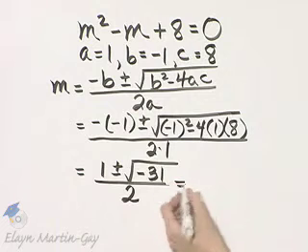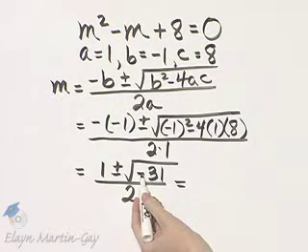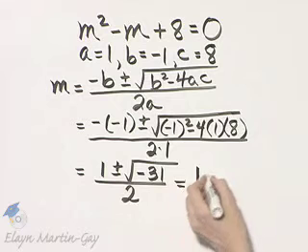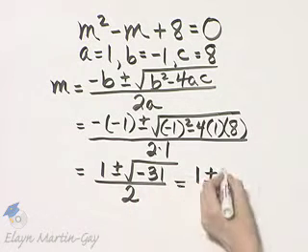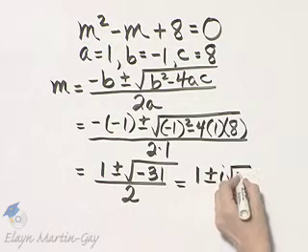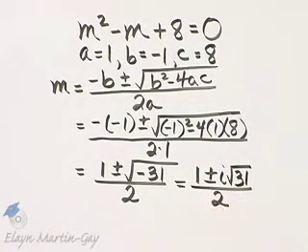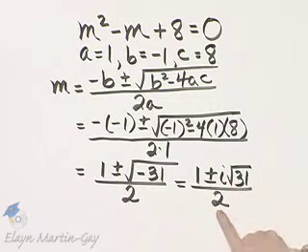And what can we do with that? Well, 31 contains no perfect square factors other than 1, but we can write this using i notation. So this is 1 plus or minus, the square root of -1 is i, and then I have my square root of 31, all over 2. I have 2 answers here, 1 plus i square root of 31 all over 2, and 1 minus i square root of 31 all over 2.